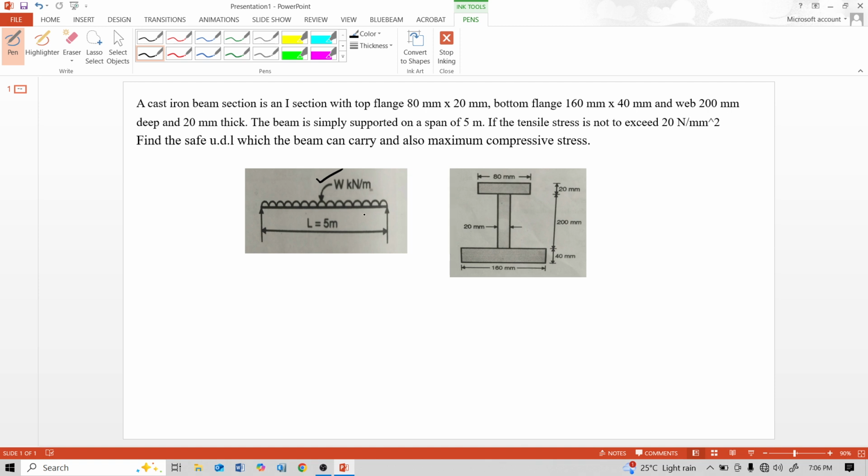This is a simply supported beam. This beam deflects like this. That means tensile stress comes on the bottom side and compressive stress comes on the top side. The section of this beam is this I section, where the bottom flange is bigger than the top flange.